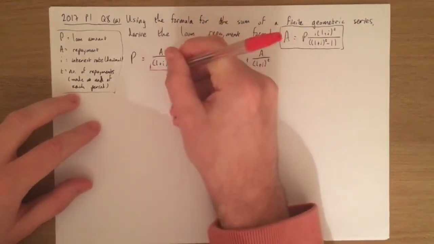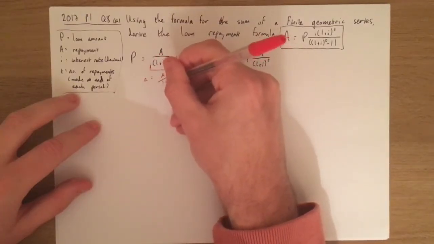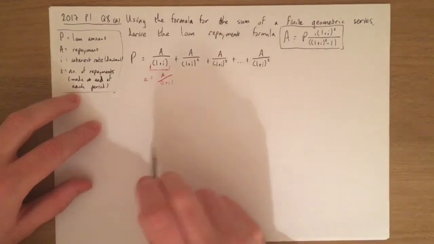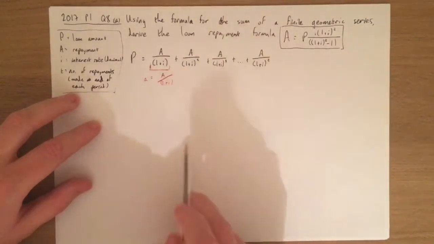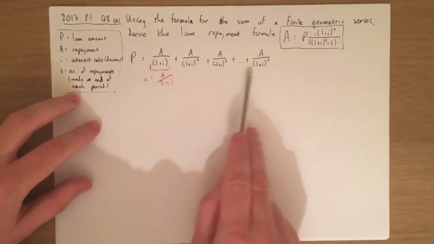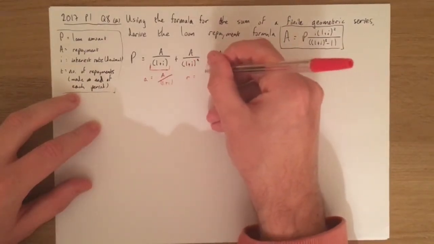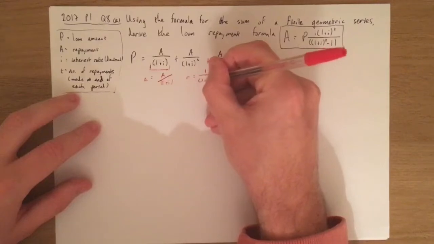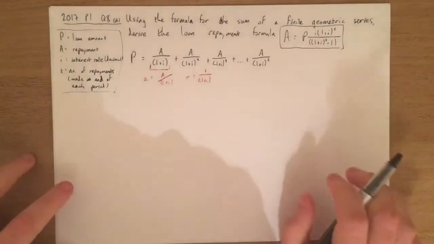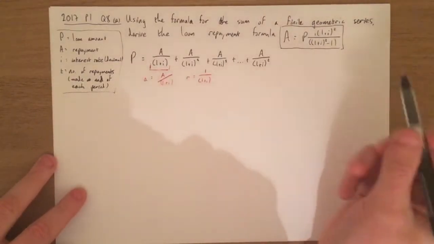So your first term is A over 1 plus i. And what are you multiplying by to get from term to term? It's 1 over 1 plus i. The top is staying the same, so that's just going to be 1, and the power on the 1 plus i is increasing every time. So your common ratio, r, is 1 over 1 plus i. So it gives us the prompt to use the sum of a finite geometric series formula.